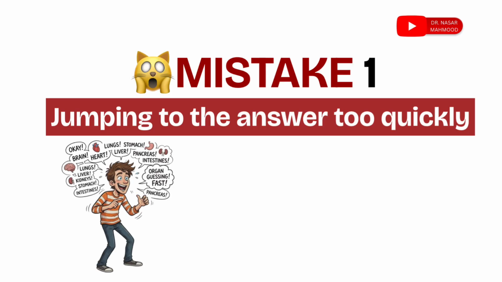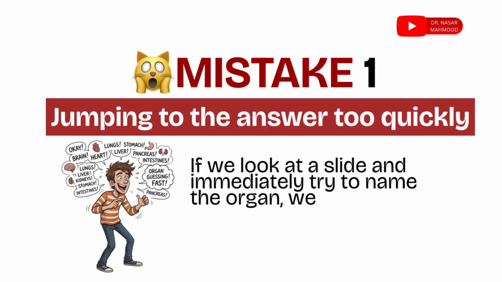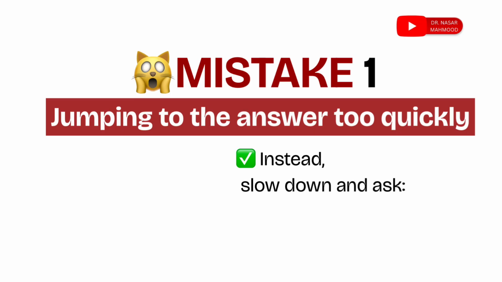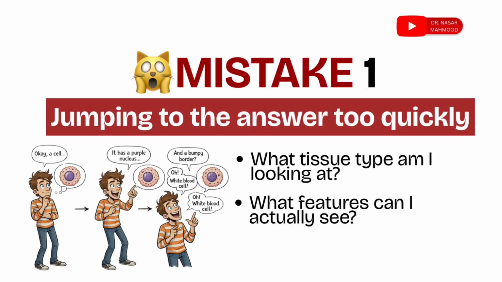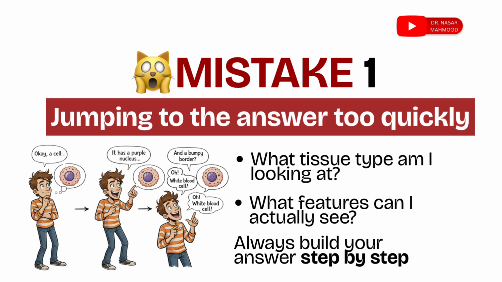Mistake number 1. Jumping into the answer too quickly. Now if you look at a slide and immediately try and name the organ, we often get it wrong. Instead, slow down and ask, what tissue type am I looking at? What features can I easily see? Always build your own answer step by step.